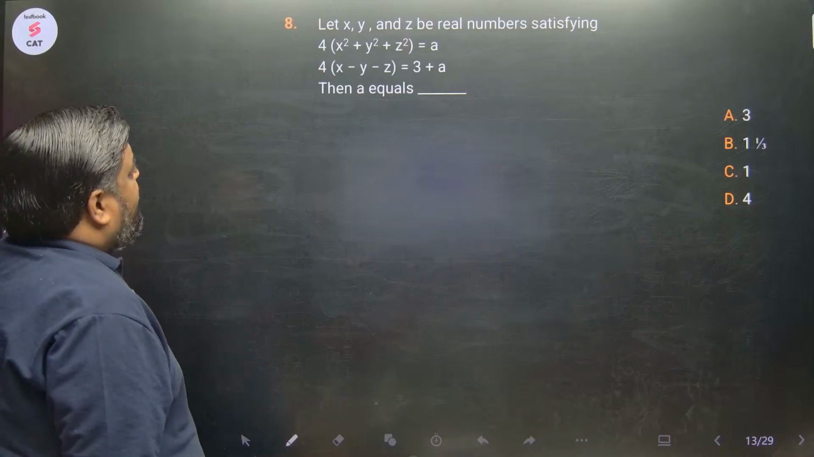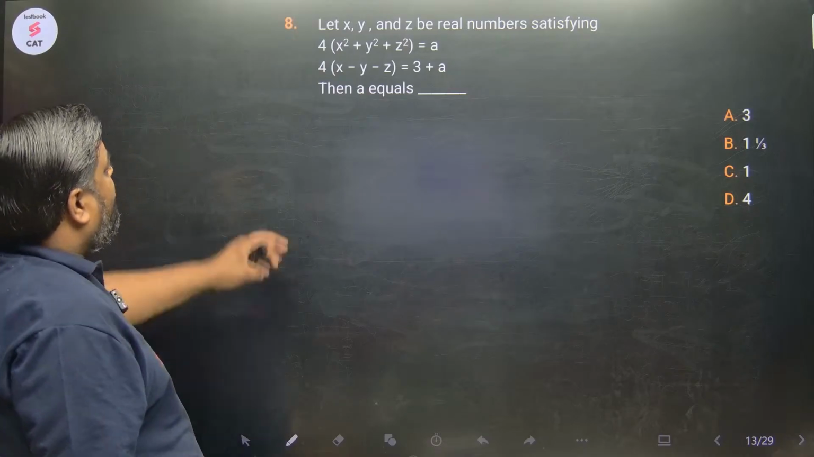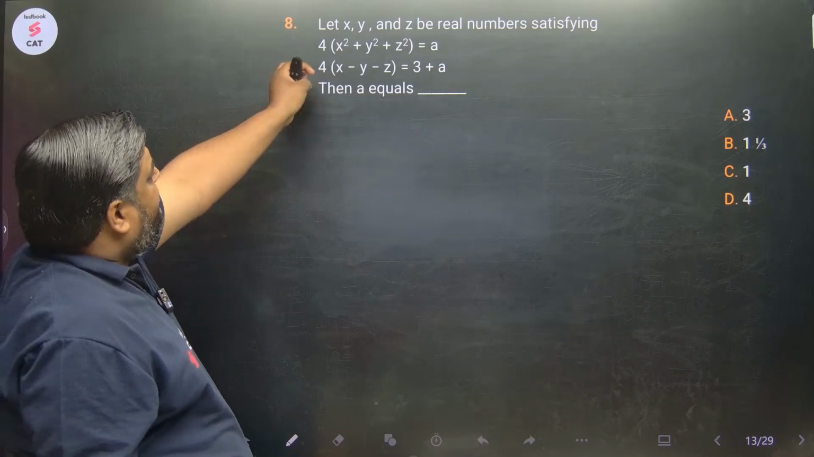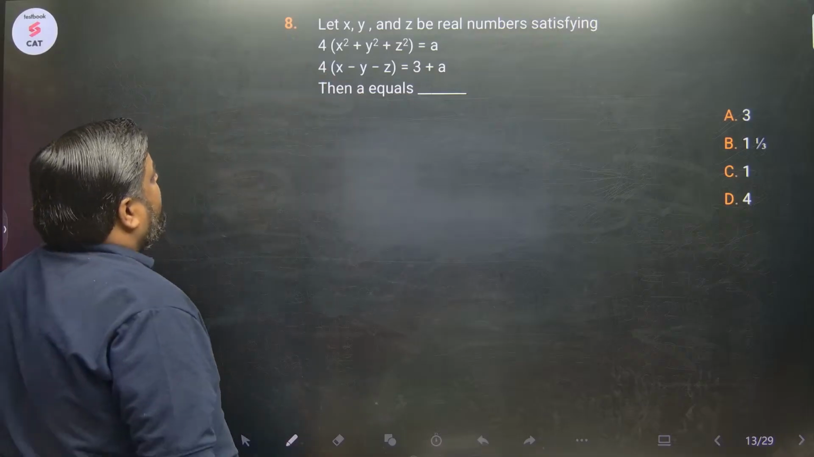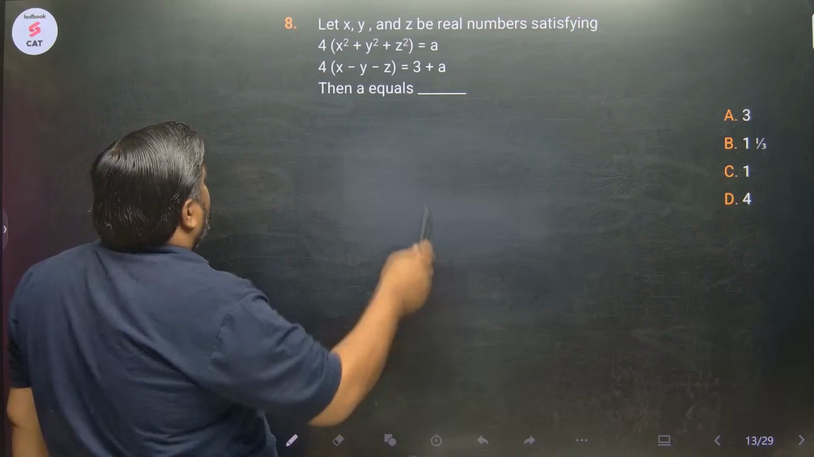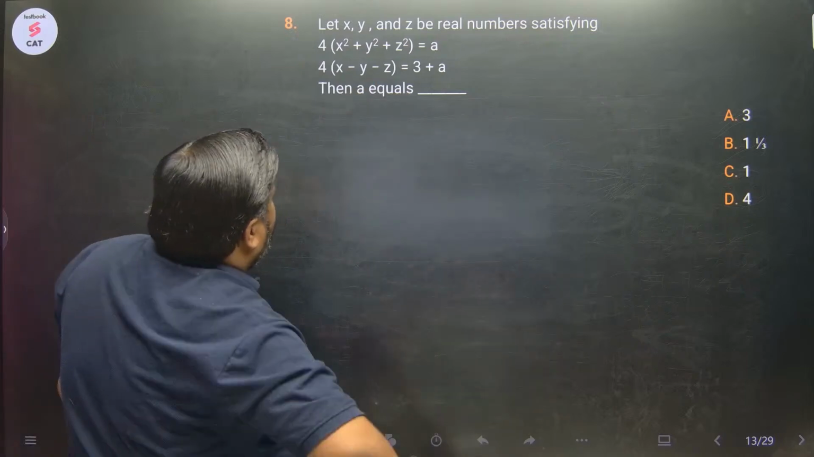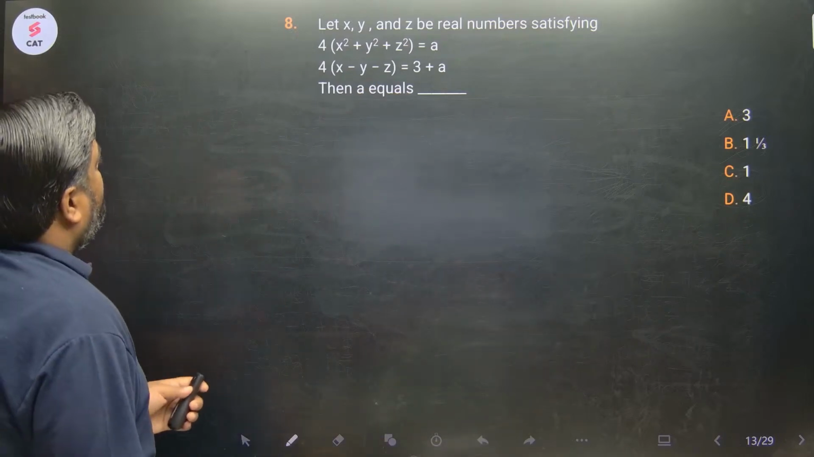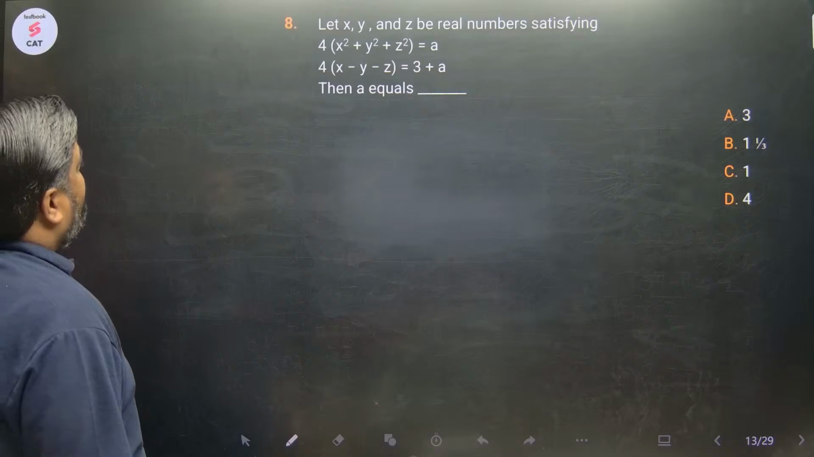Let x, y, z be real numbers satisfying 4 times x square plus y square plus z square is equal to a, and 4 times x minus y minus z is equal to 3 plus a. Then a equals to what?